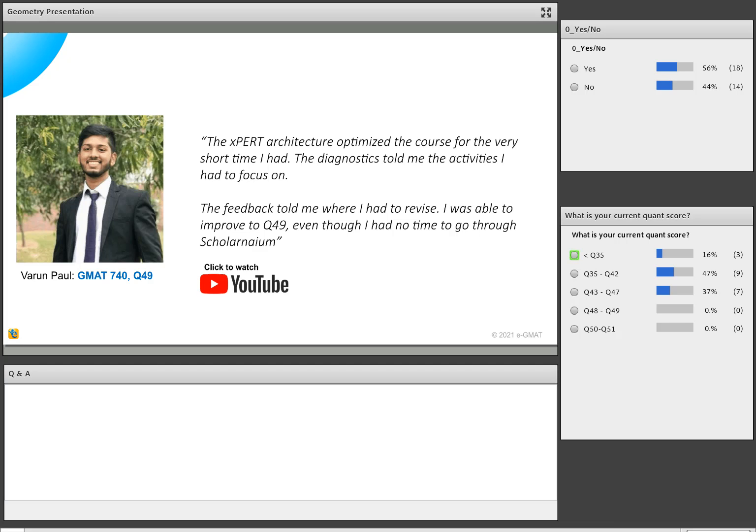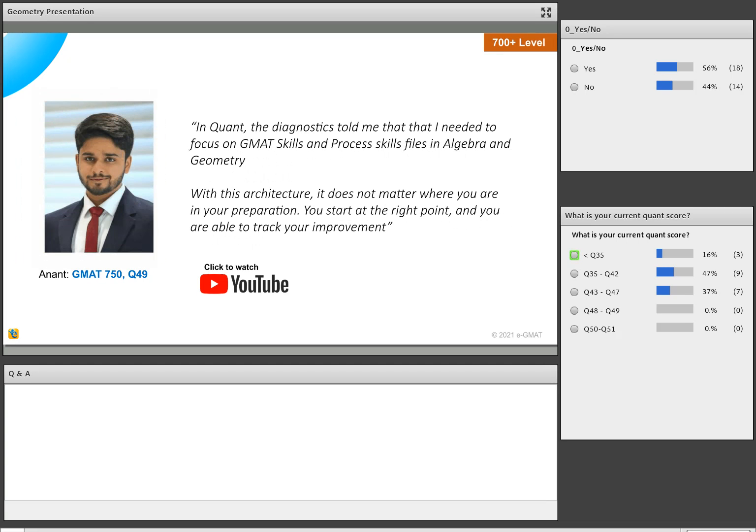And looking at what Varun said, the feedback told me where I had to revise. I was able to improve to Q49, even though I had no time to go through the cementing stage. Okay, diagnostics told me the activities that I had to focus on. And that's a very, very powerful thing. And if you think about it, you shouldn't really have to worry about what concepts to review and what concepts not to review, what questions to solve and what questions not to solve.